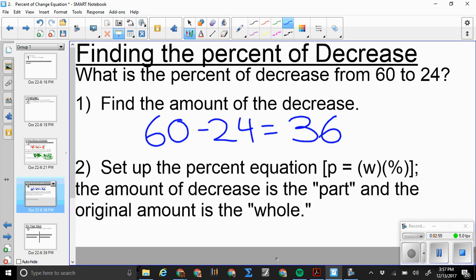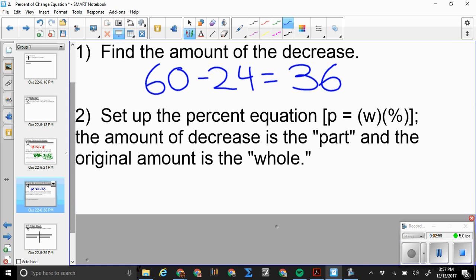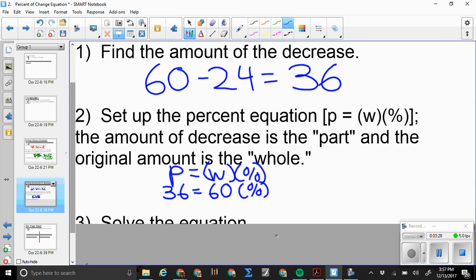We will again set up our equation with the same things in the same spots. So our part again is the amount of decrease, so we sub in 36 for P. I'm going to go ahead and write that equation again just so we can see how things sub right in. So the part is the amount of the decrease, and our whole is our original amount. It's times some percentage. Get that percentage by itself.